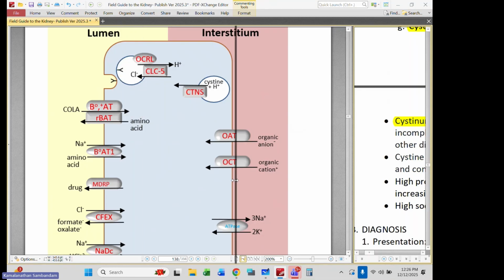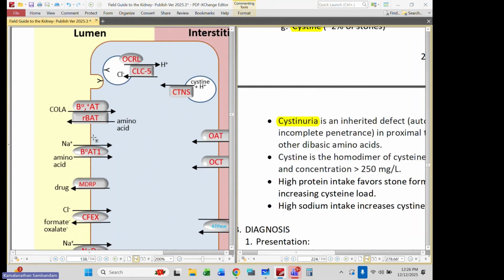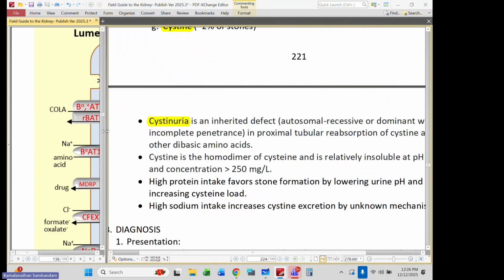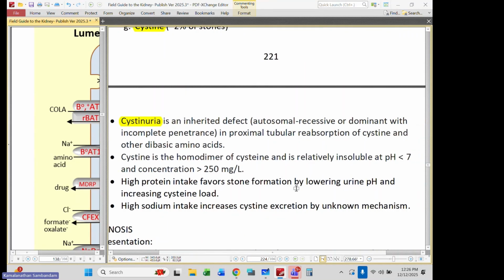Okay, so I'm going to have high urinary excretion rates of all of these amino acids. Again, cysteine is the most relevant form. Okay, so again, this is an inherited defect of a proximal tubular transport protein. It has complex genetics. Some have described a recessive pattern of inheritance, dominant pattern of inheritance, and incomplete penetrance, right?